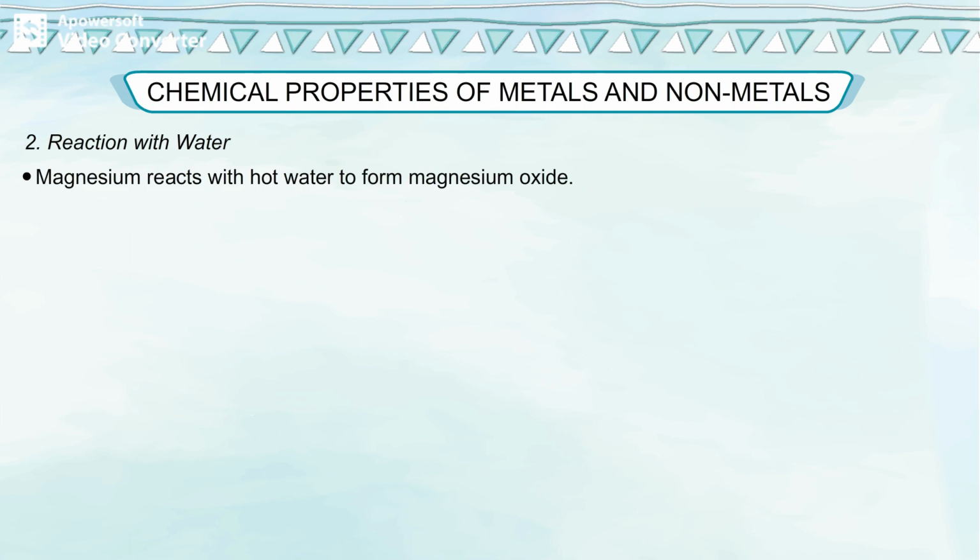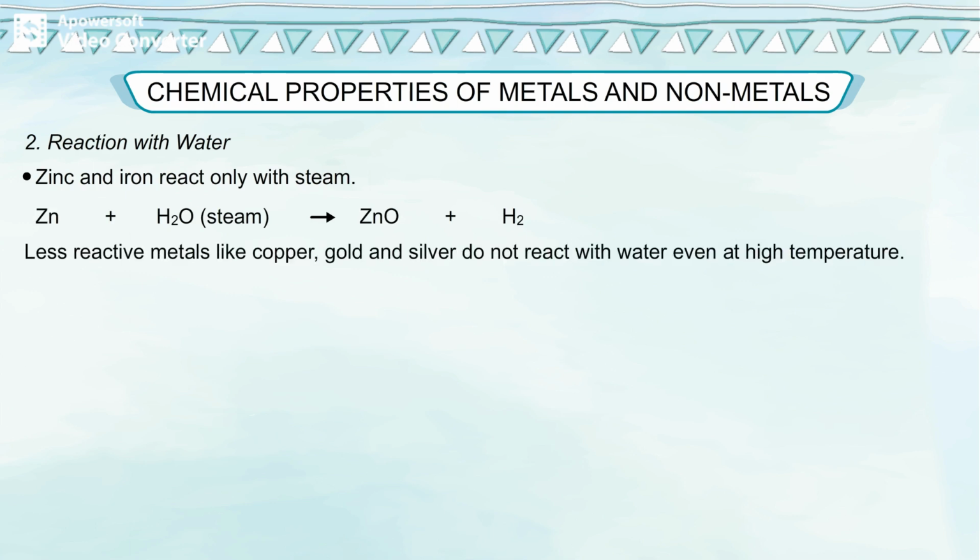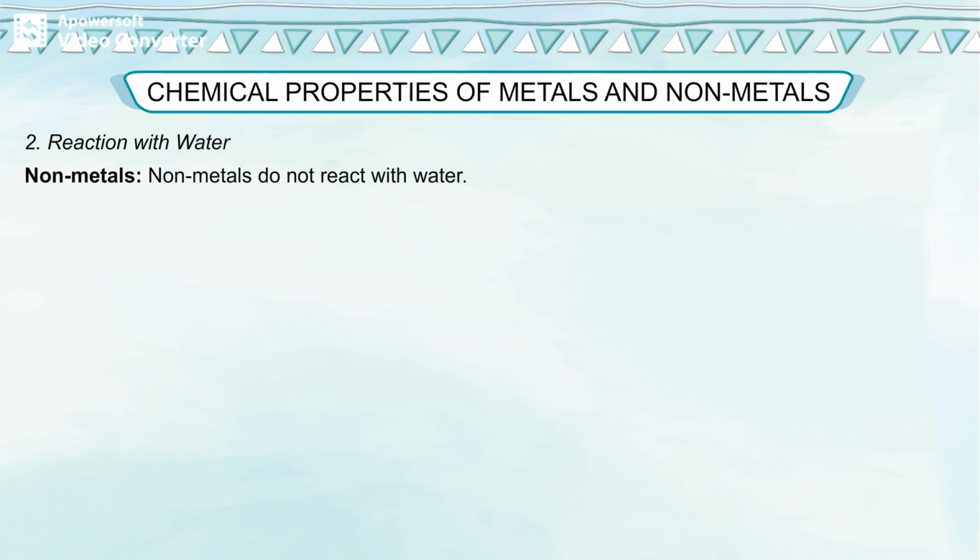Magnesium reacts with hot water to form magnesium oxide. Mg plus H2O (hot) gives MgO plus H2. Zinc and iron react only with steam. Zn plus H2O (steam) gives ZnO plus H2. Less reactive metals like copper, gold and silver do not react with water even at high temperature. Non-metals do not react with water.